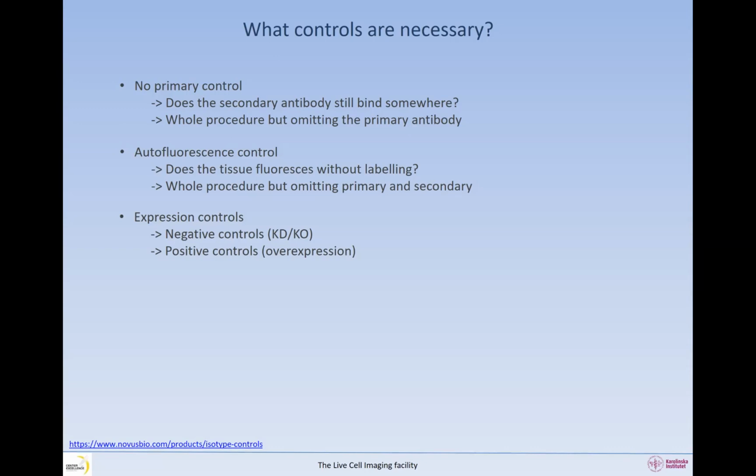Or you can have a positive control, so you have an overexpression of your antigen levels. It's easier done in cell lines, but you can also use some tissues where you know that this particular antigen is present in high levels. So you should see a very proper staining in these tissues, so you know that everything works as it should.